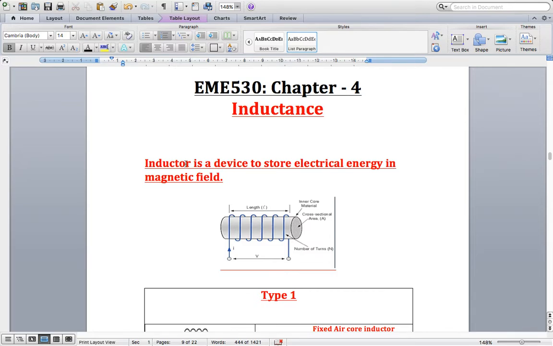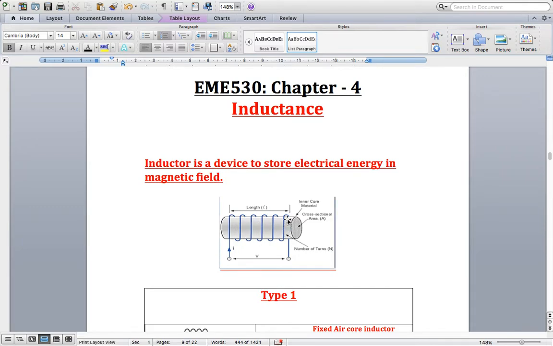So first of all, an inductor is a device to store electrical energy in a magnetic field. An inductor is like an aluminum coil or copper coil wound on a magnet like this. So if you pass a current through this coil or the wire, a magnetic field will be generated inside it and it will produce electrical energy in that magnetic field.